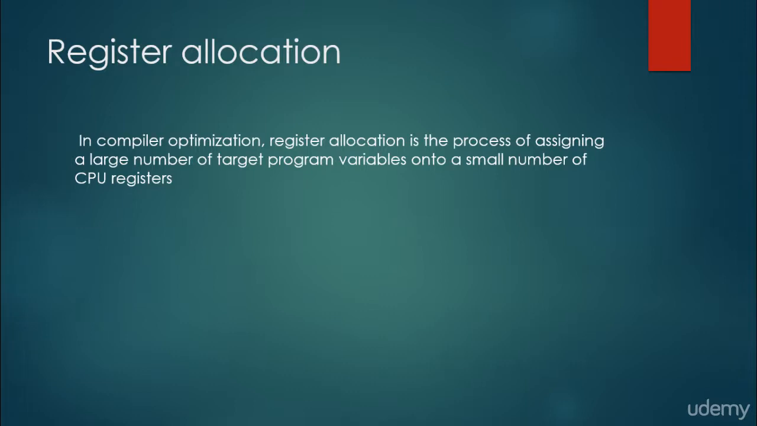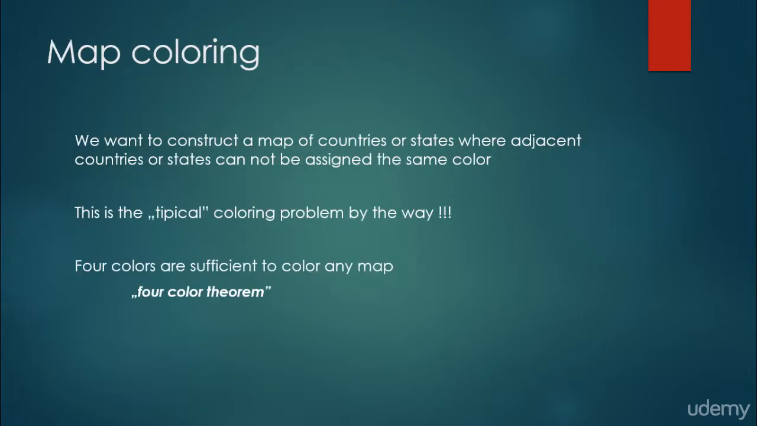And of course, as far as operating systems and software are concerned, maybe this is the most important application, the register allocation problem. In compiler optimization, register allocation is the process of assigning a large number of target program variables onto a small number of CPU registers, and these problems can be solved typically with the help of coloring algorithms. And of course, the map coloring. This is the typical coloring problem, by the way. We want to construct a map of countries or states where adjacent countries or states cannot be assigned the same color.